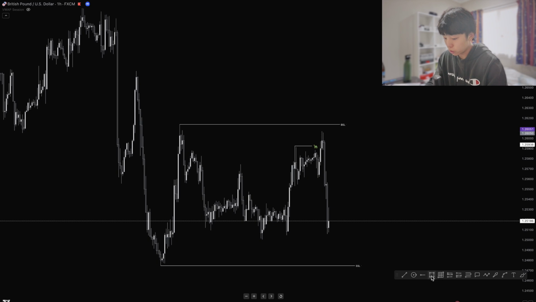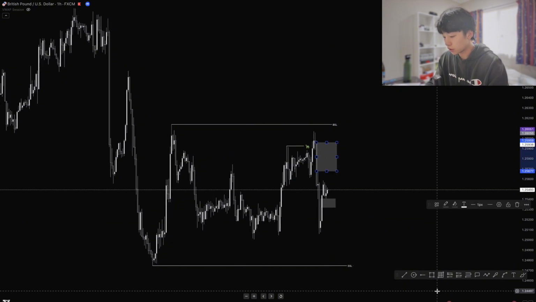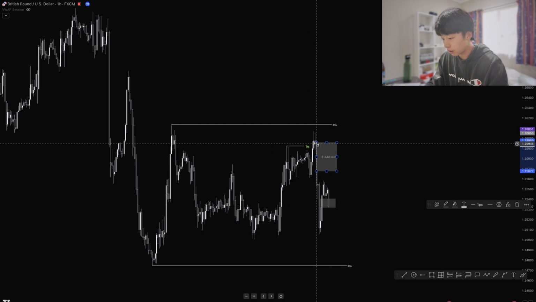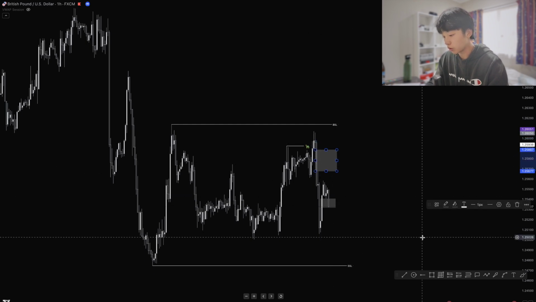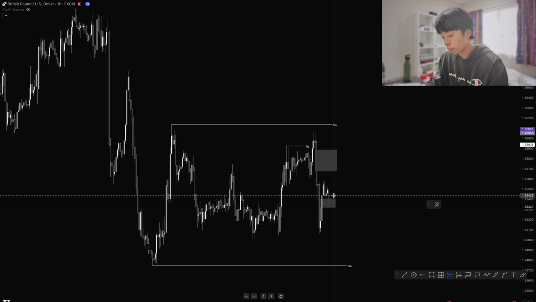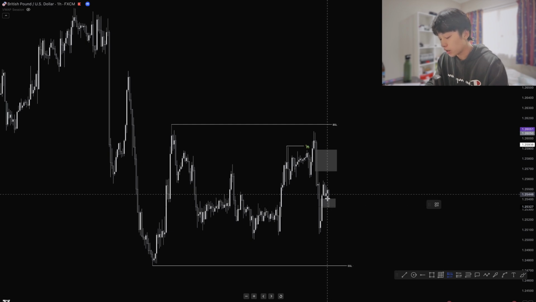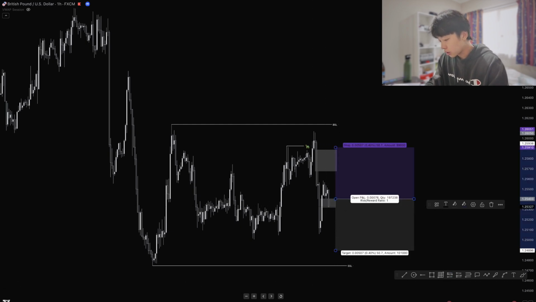So if we play price forward, after we see price take out this high and continue lower, we could look for an entry inside of any of these 5-minute fair value gaps right here or here. See if price retraces, price comes back up, it inverses this fair value gap. So I would say this one could be a good entry, but if you were feeling more risky, you could take this, but in my opinion, it's not as good.